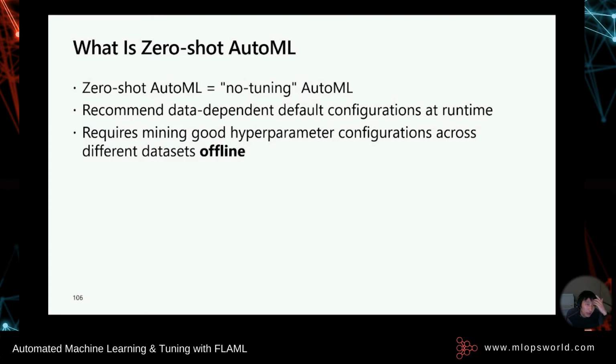You might wonder, how is it possible to find the data-dependent configuration without tuning? If tuning is not really required, why did we spend so much time talking about tuning in the first half of the tutorial? The answer is that FLAML can recommend good data-dependent default configurations at runtime without tuning, only because it mines the hyperparameter configurations across different datasets offline as a preparation step. So basically, zero-shot AutoML shifts the tuning cost from online to offline. All the previous tuning techniques we talked about are still applied in the offline preparation stage.